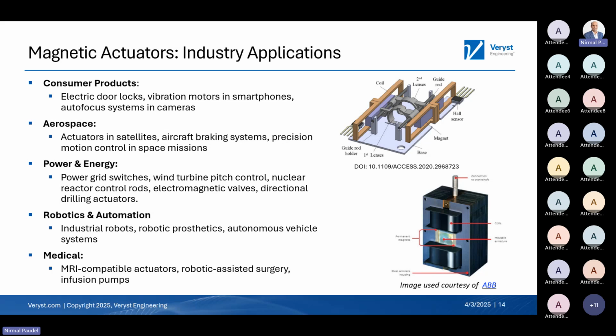So on the application side, there is a wide range of applications, but I've categorized them here into consumer products, aerospace, power and energy, robotics, and medical. Some examples: on the top here is a voice coil actuator used in a camera lens. We have lens 1 and 2, and then zooming is done by using the voice coil. And the bottom one here is an actuator that's used in switchgear.